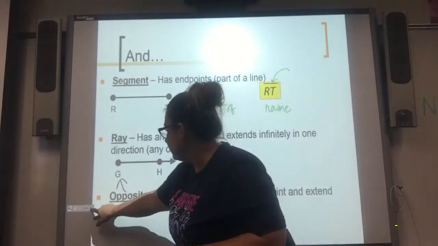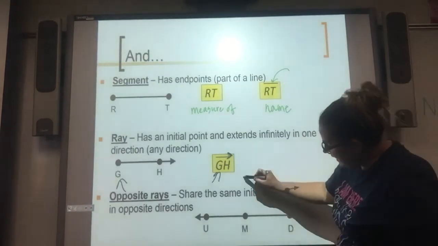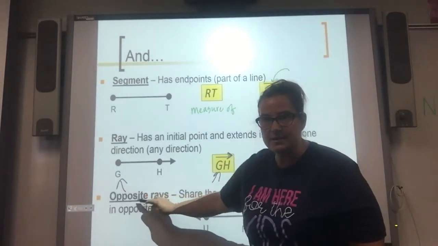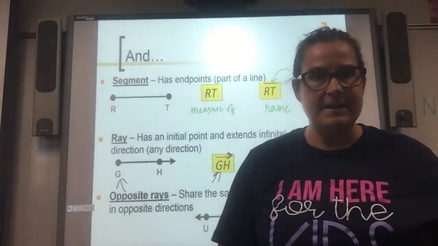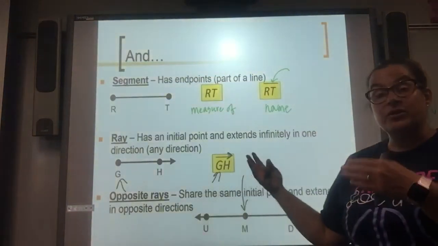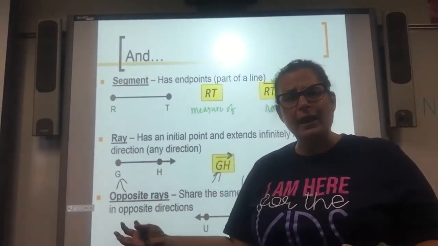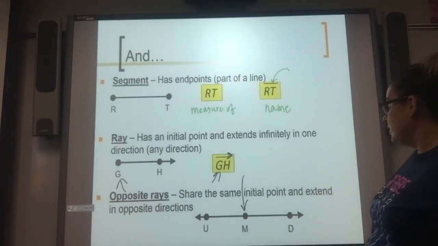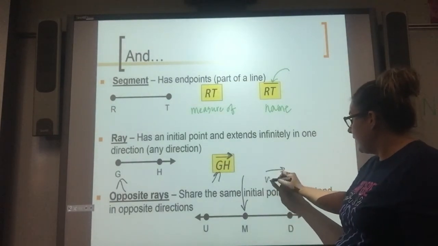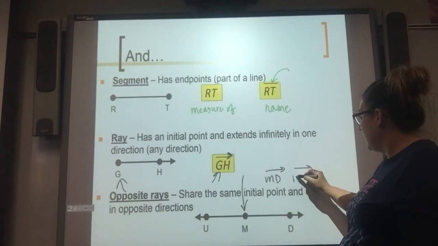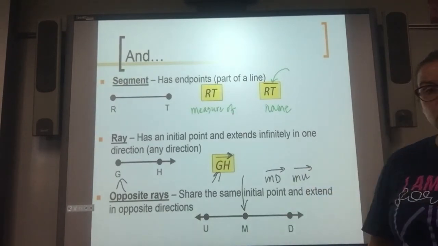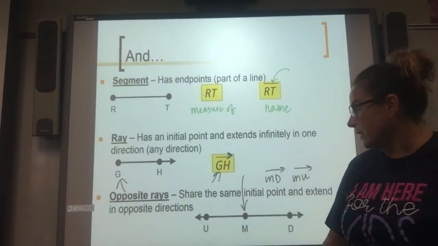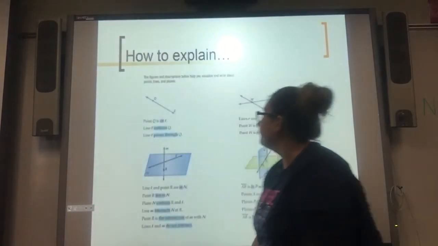Opposite rays: these share the same initial point but go in opposite directions, hence the name opposite rays. We try really hard to have the names make sense, the vocab make sense. So same with collinear, co is with, non-collinear meaning not with the same line. So we're trying to help you out with that. So the rays here are going to be ray MD and ray MU. Always giving the initial point and then the direction it's going. There's the end of that.